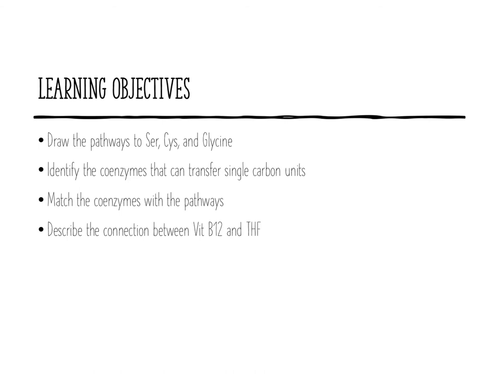All right, so in this video you should be able to draw the pathways to serine, cysteine, and glycine, identify the coenzymes that can transfer single carbon units, match the coenzymes with the pathways, and describe the connection between vitamin B12 and THF, which is tetrahydrofolate.